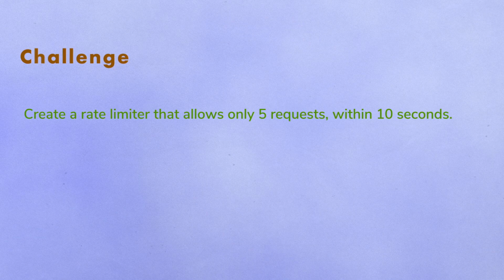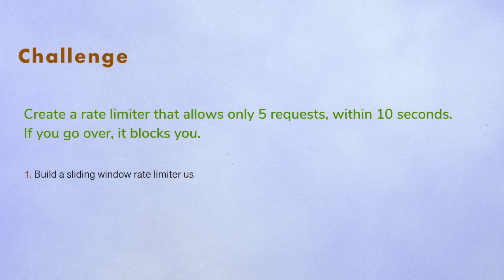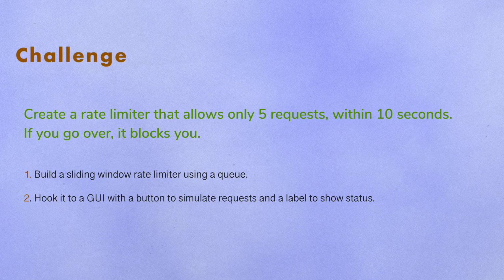Let's dive in. Here's the challenge. Create a rate limiter that allows only a set number of requests, like 5, within a time window, say 10 seconds. If you go over, it blocks you. First, we will build a sliding window rate limiter using a queue. Then we will hook it to a GUI with a button to simulate requests and a label to show status. This is a real-world skill for protecting APIs or game servers.